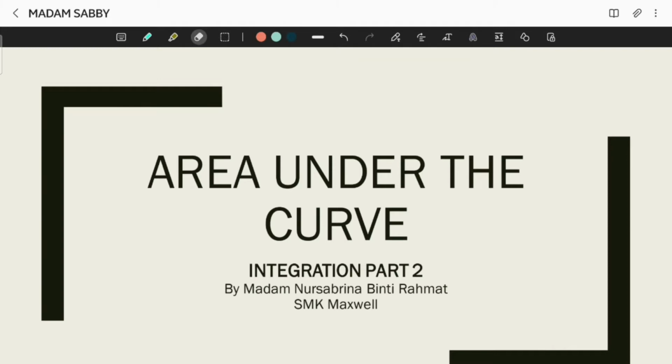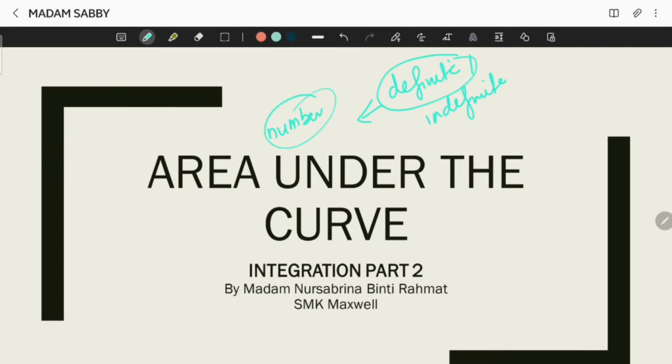Secondly, we already learned about two different types of integration. One is definite, another one is indefinite. In the definite integrals you will be given two different values and you need to evaluate the values into the integration product, and from the definite integrals you will end up with a number. It could be any number, a whole number, a fraction, or even a decimal number.